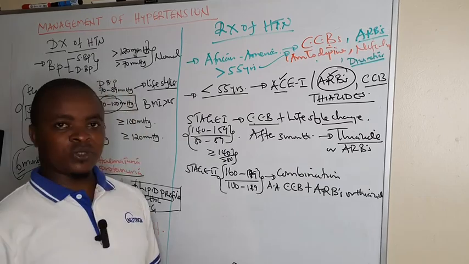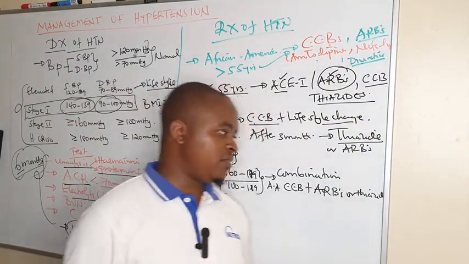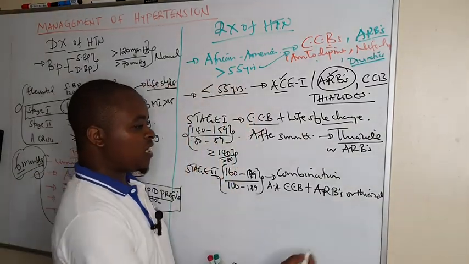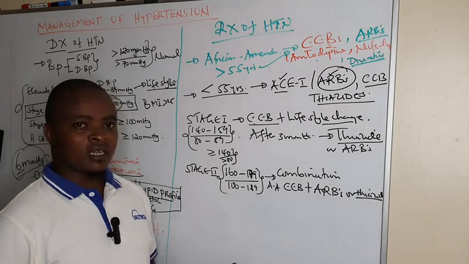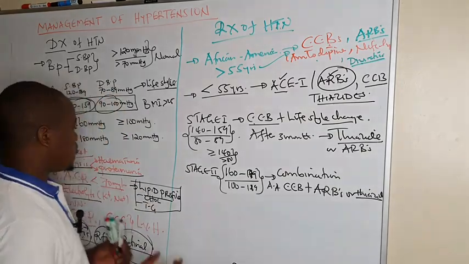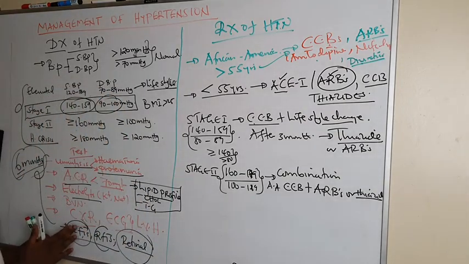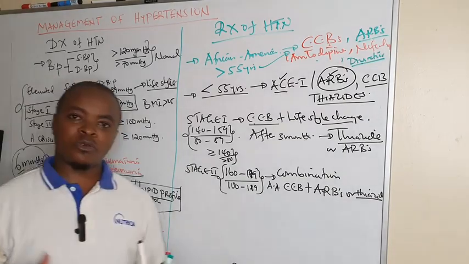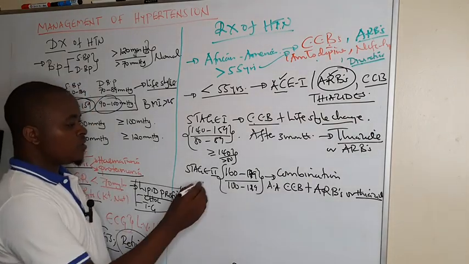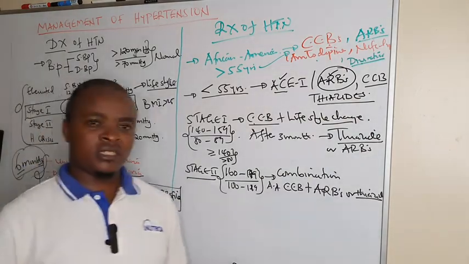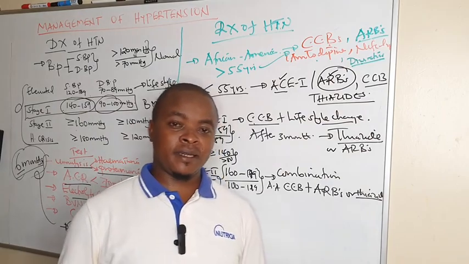Then after giving these drugs, you monitor after 1 month. If there is no improvement, you can add a third and keep monitoring these patients. And we said every 6 months we repeat all these tests as a way of prognosis. That is what we are talking about. So this is how we can manage stage 2 hypertension.